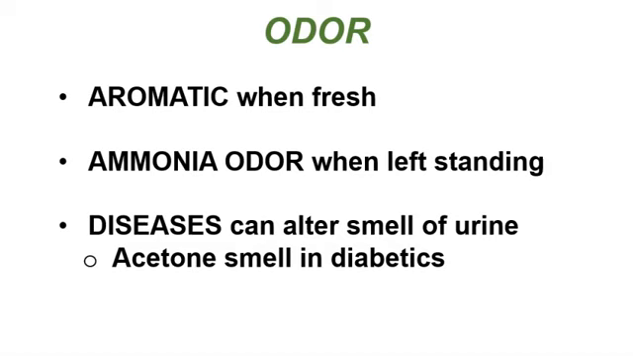Certain diseases and conditions can alter the smell of urine. So, for instance, diabetes mellitus causes the production of substances called ketones. Ketones come from the metabolism of fats for energy. And high numbers of ketones in the urine can cause the urine to smell like acetone.